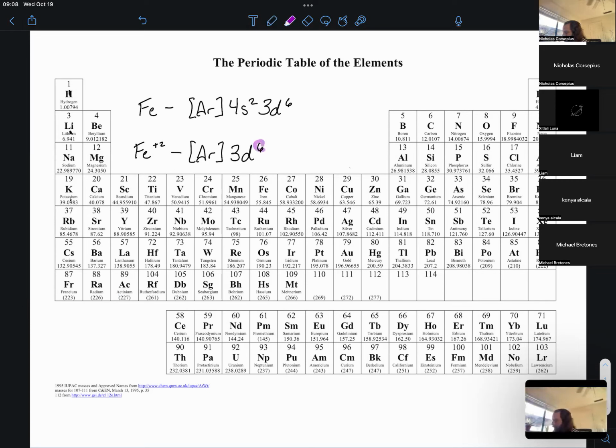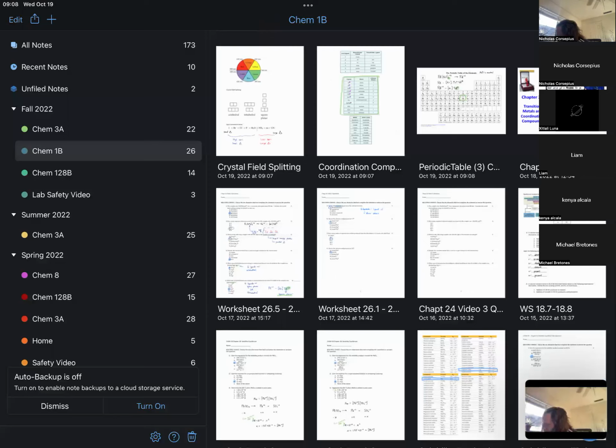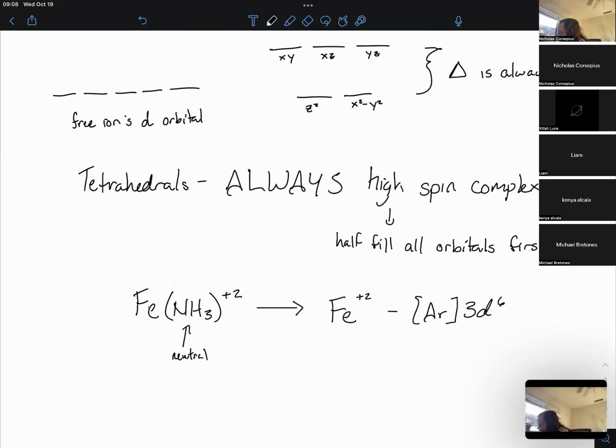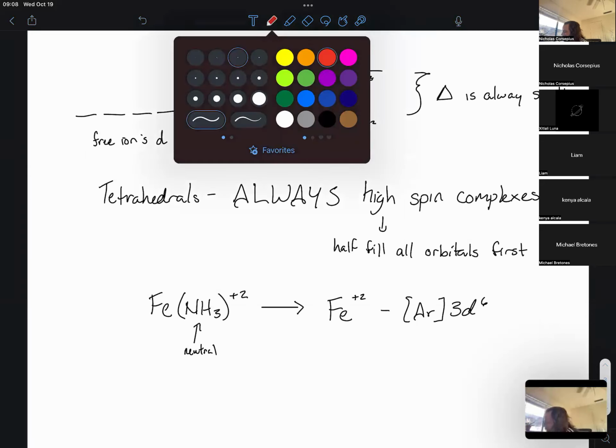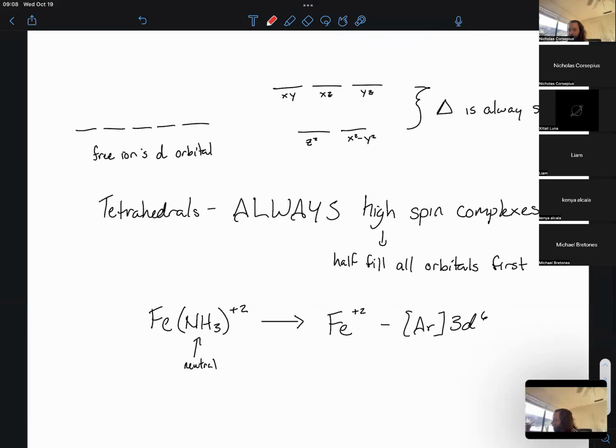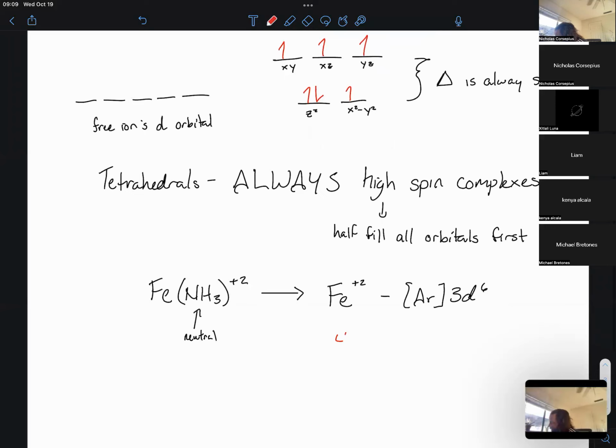I have to do this in order to determine how many electrons I have to fill in my diagram. So going back, iron is argon plus the 3d6. That means I'm going to fill in my diagram here with 6 electrons, in this high spin manner, where I half fill all orbitals first before going back and doubling up. So that's 1, 2, 3, 4, 5, 6. In this case, this has 4 unpaired electrons.